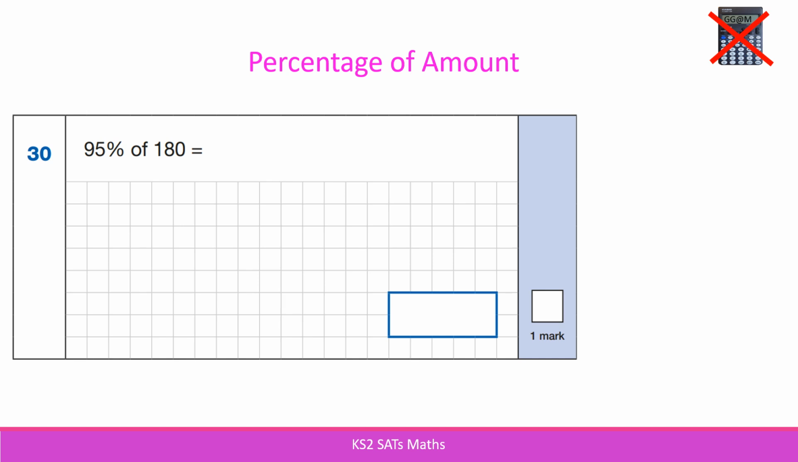This is a question on percentage of an amount. We're going to be looking at working out 95% of 180. We need to write the answer in the box in the bottom right hand corner, and this will give you 1 mark in the exam.